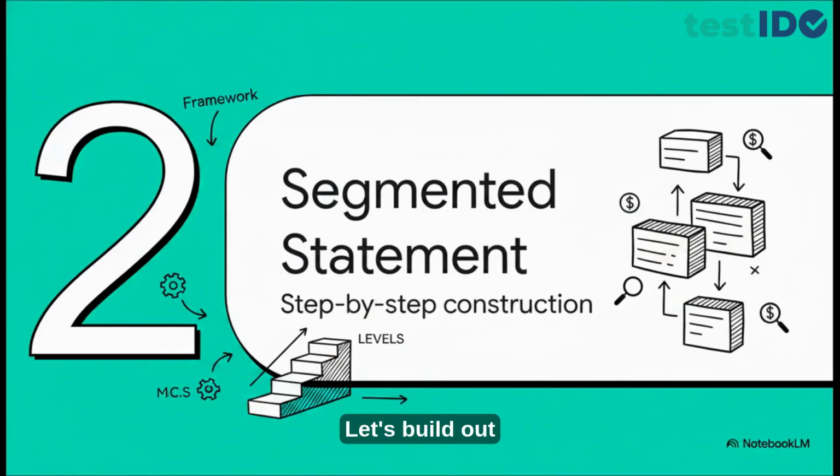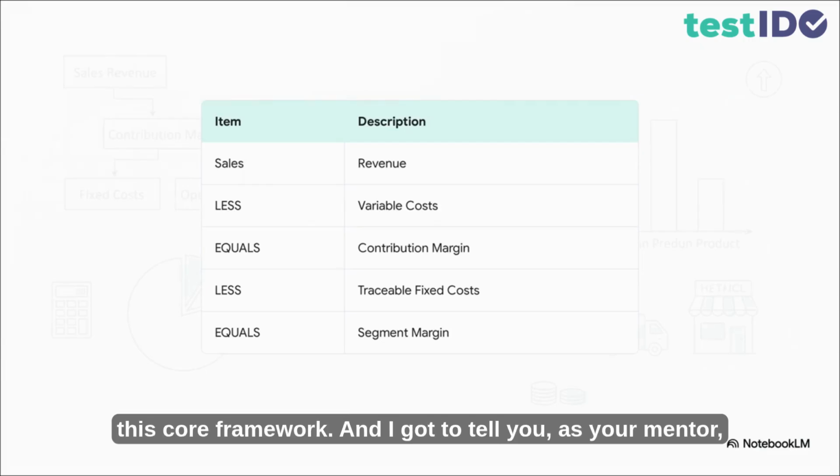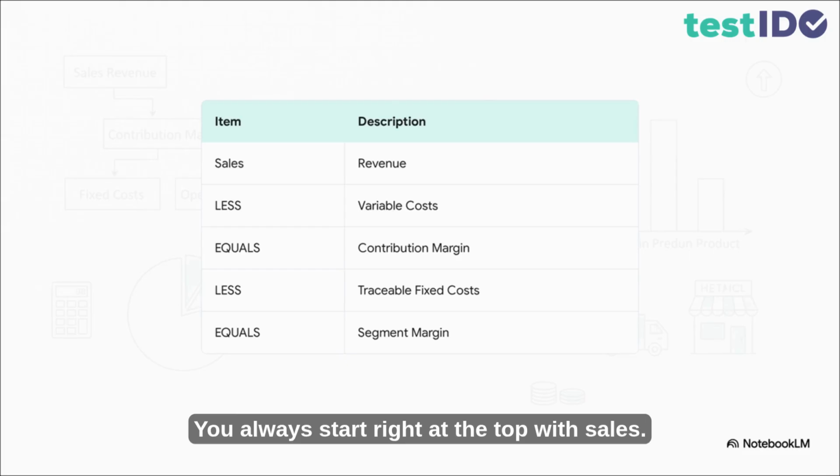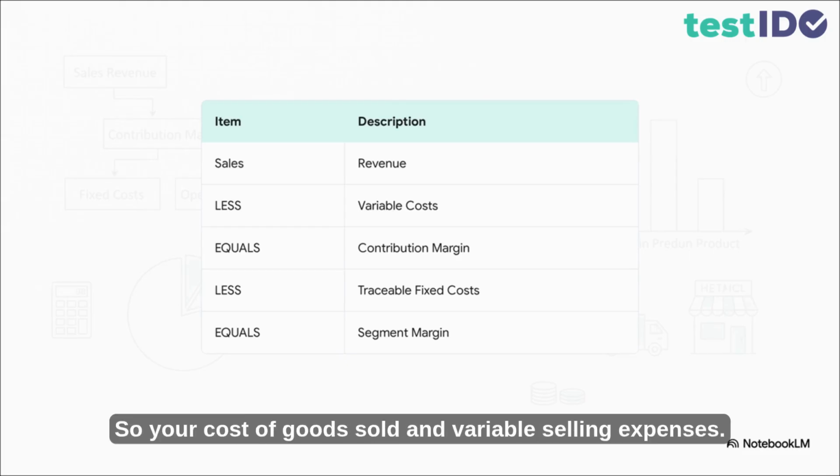Moving on to Section 2. Building the segmented statement step by step. Let's build out this core framework. And I gotta tell you, as your mentor, you absolutely must memorize these levels for the exam. Let's use a Mid-Atlantic clothing chain as our example. You always start right at the top with sales. First, subtract your variable costs, so your cost of goods sold and variable selling expenses. What's left over? That equals your contribution margin.